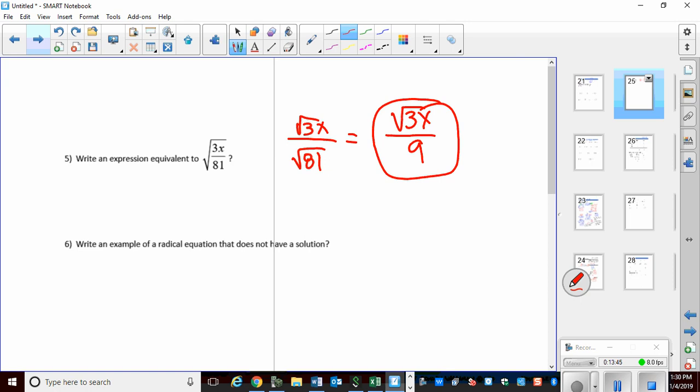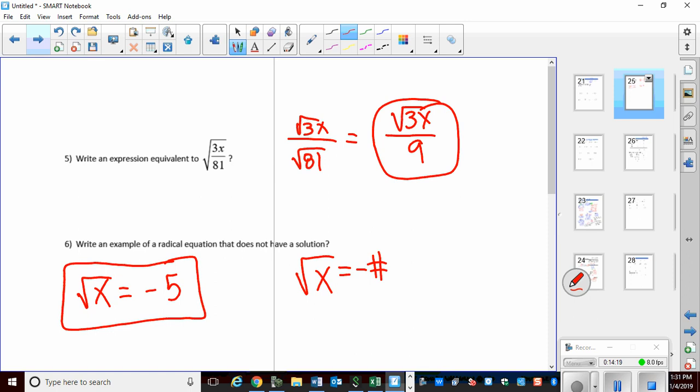Write an example of a radical equation that does not have a solution. The square root of x equals some negative number. So that does not have a solution. So, for example, I can write the square root of x equals -5. This does not have a solution. It does not exist. And it has no real solution.